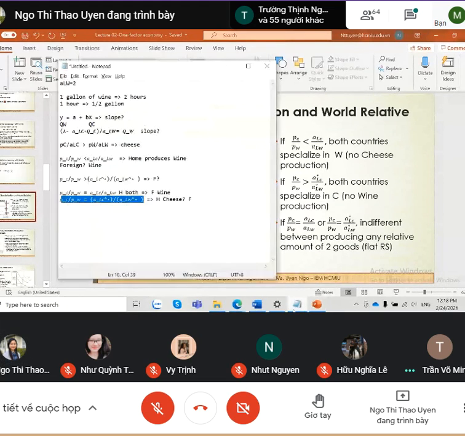So home will produce only cheese, but foreign produces both.